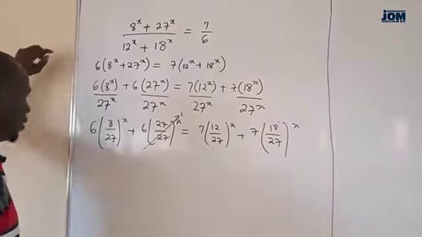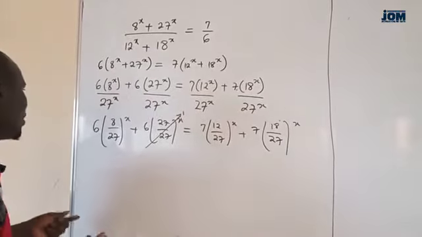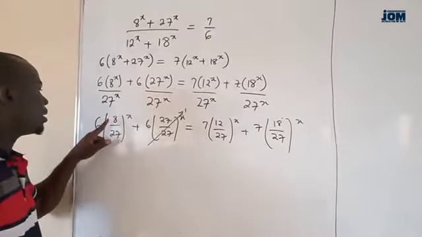So therefore, how can we reduce this? We can reduce them in this way. We know that 8 is the same thing as 2 raised to the power of 3, while 27 is the same thing as 3 raised to the power of 3. So this can be written as 6 multiplying 2 raised to the power of 3 all over 3 raised to the power of 3 all raised to the power of x plus 6 equal to 7 multiplying.